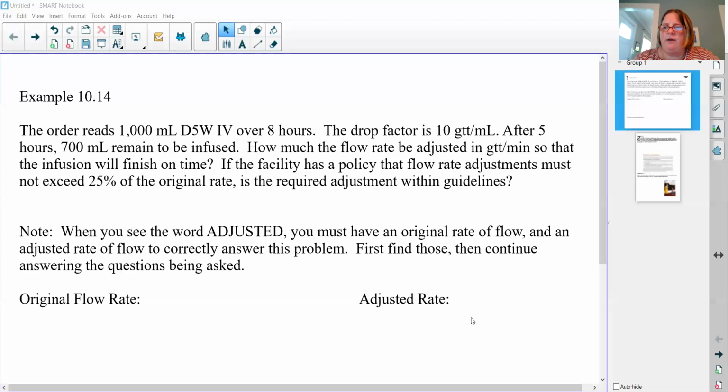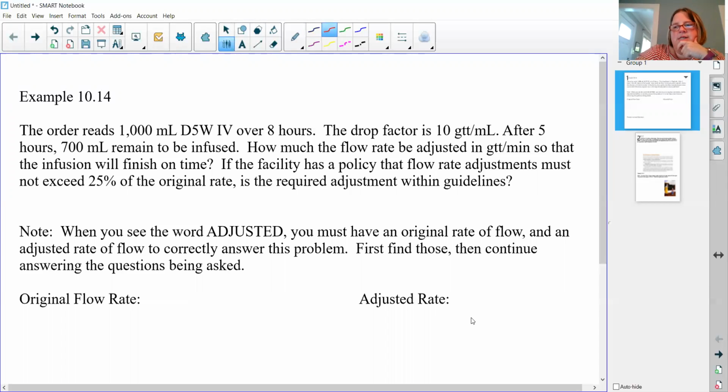How much of the flow rate is going to be adjusted in drops per minute so that the infusion will finish on time? If the facility has a policy flow rate and adjustments must not exceed 25% of the original rate, is the required adjustment within guidelines? So that's a lot. And then it says, note, when you see the word adjusted, okay, so that shows you how to start preparing for your answer.